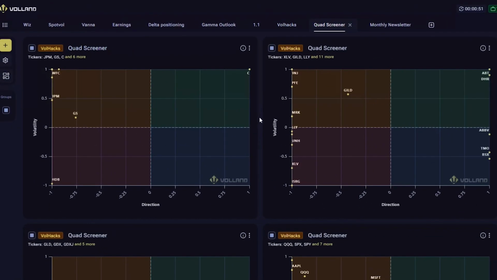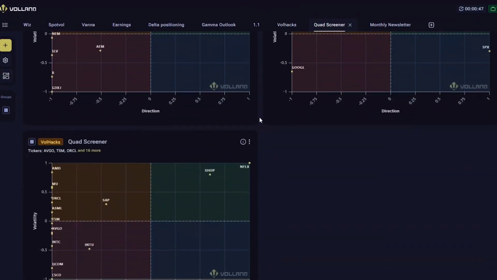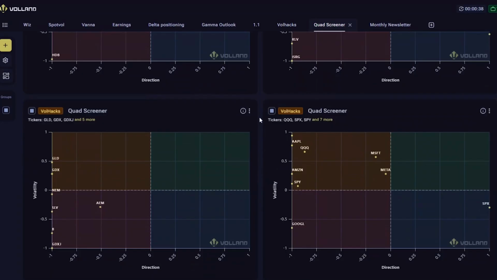This is my quad screener workplace. I utilize many different quad screeners, one for each sector that I care about, to see the distribution of stocks within the sector. It also helps show the relative position of underlying stocks to their associated ETFs. This is a great way to identify possible dispersion trades or risk management hedging to core positions.